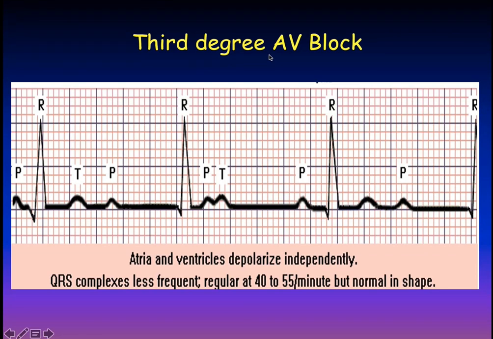And if we see this in any person, adult or pediatric, we usually put a pacemaker for this patient. Because heart block can decrease the ejection fraction and can eventually cause the patient to have heart failure. That's why we usually insert a pacemaker for this patient.